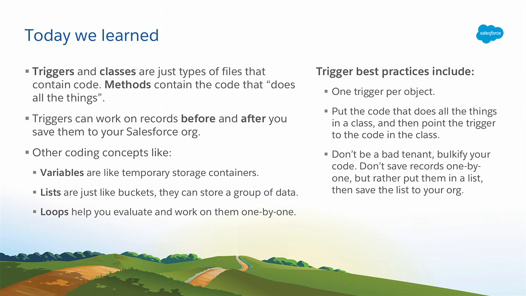And the best practices for triggers are to have one trigger per object so that you can control the order that all of these actions are happening in. And put all your code that does a thing in a class, not within the actual trigger itself. And don't be a bad tenant. Don't use up all the water. Bulkify your code.